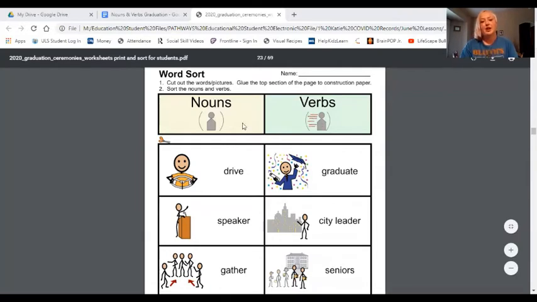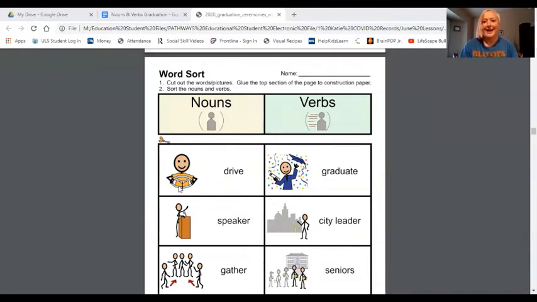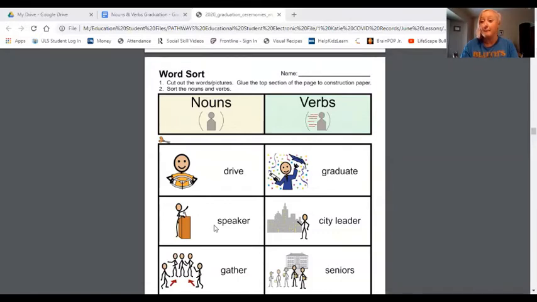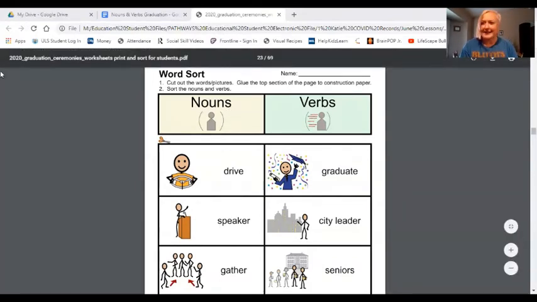Let's look at our first two words as an example, and then we'll get started. We've got drive. Look at that, we even have an action to go with it. So we know drive is a verb. And then we have speaker. And speaker is a person. We don't know what the person is doing. We could guess that they are speaking. But we're talking about the speaker, and because the speaker is a person, that is a noun. So let's get started on our activity.